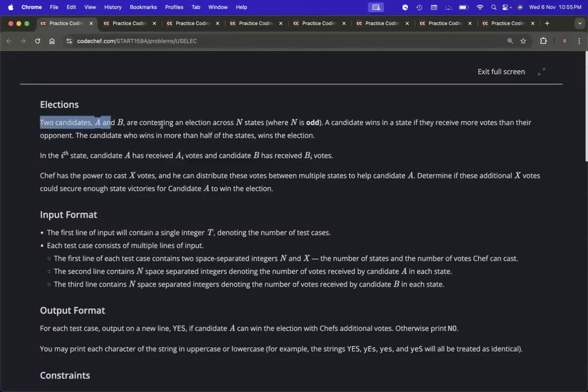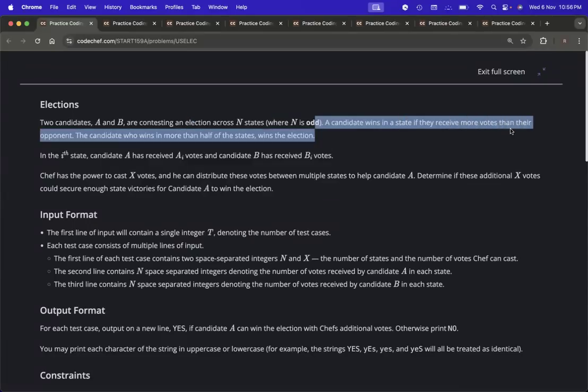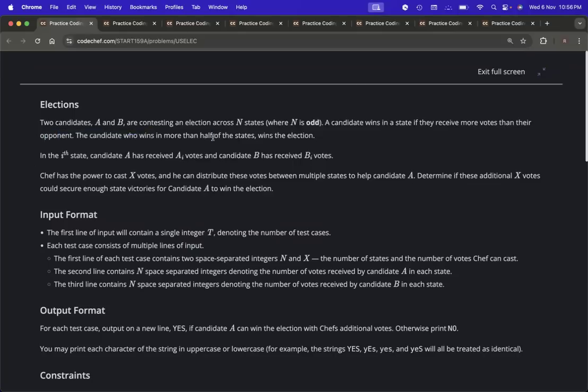The problem says that there are two candidates, A and B, who are contesting an election across n states, where n is odd, and a candidate wins a state if they receive more votes than the opponent, and the candidate who wins in more than half of the states wins the election. In the ith state, candidate A has received A_i votes and candidate B has received B_i votes, and Chef has the power to cast x votes. He can distribute these votes among multiple states to help candidate A. We have to determine if these additional x votes could secure enough state victories for candidate A to win the elections.